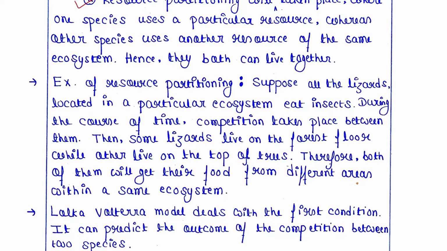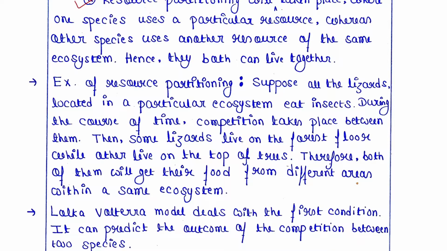Suppose all the lizards located in a particular ecosystem eat insects. During the course of time, competition takes place between them. Then some lizards live on the forest floor while others live on the top of trees. Therefore, both of them get their food from different areas within the same ecosystem. This is an example of resource partitioning, so in this case there is no competition.